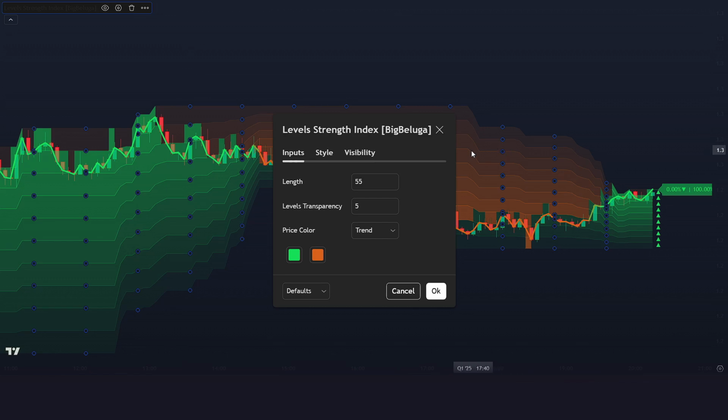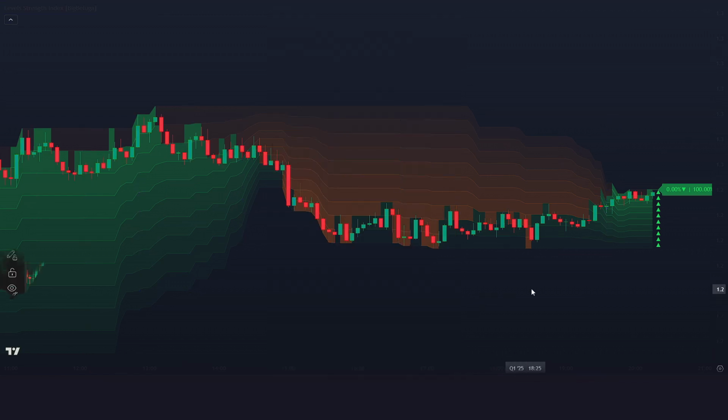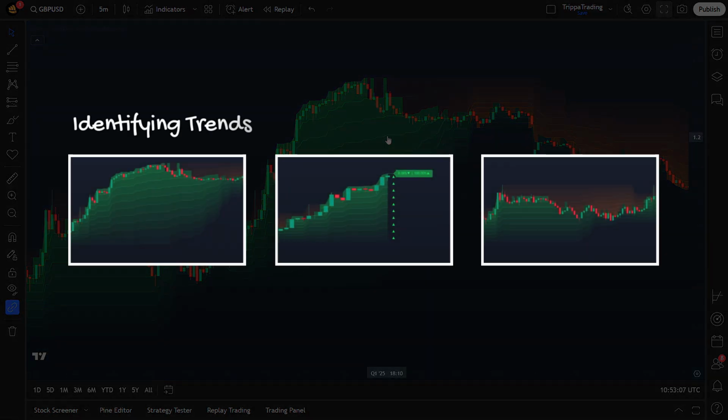Next, reduce the level's transparency to 3 to make the ribbon less visually overwhelming. You can also change additional visual elements in the Style tab to suit your preferences. Once everything is set, click OK, and we're ready to trade. Using this indicator, there are 3 primary ways to trade: identifying trends, gauging trends' strength, and avoiding ranging markets.